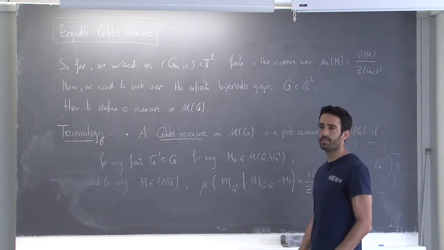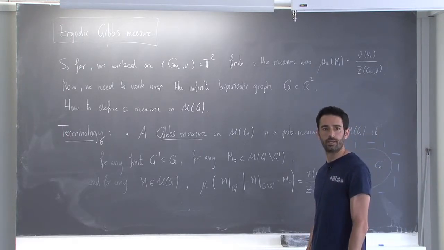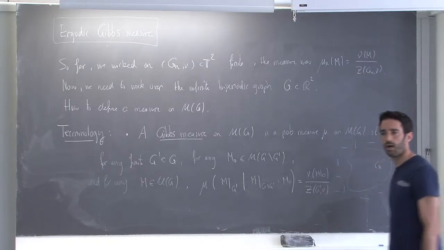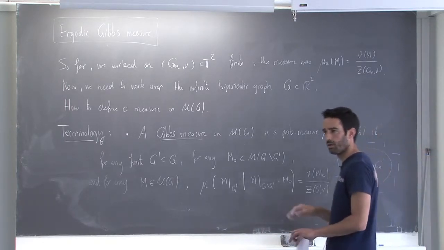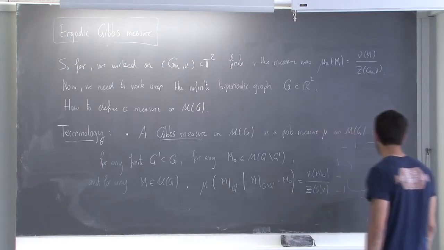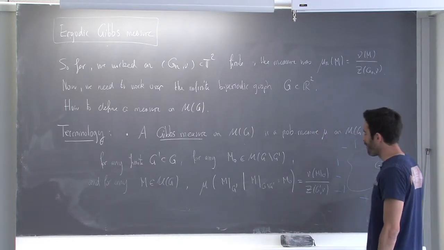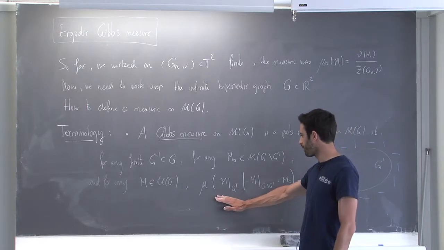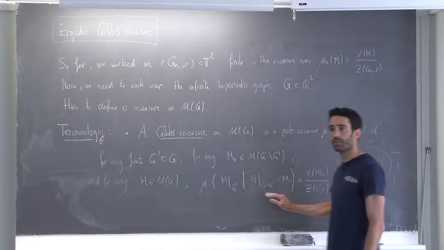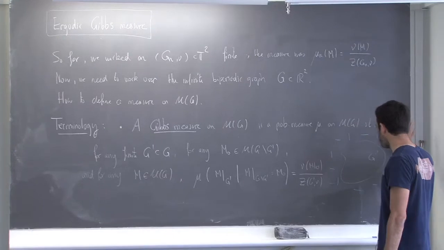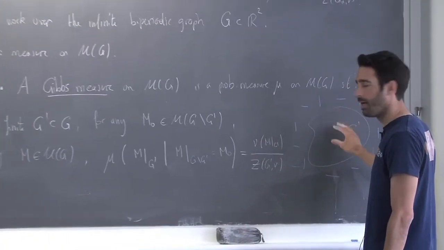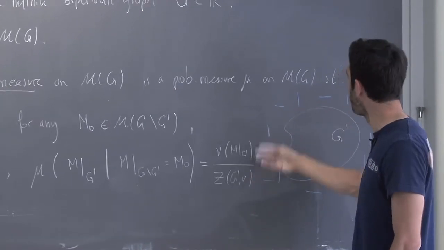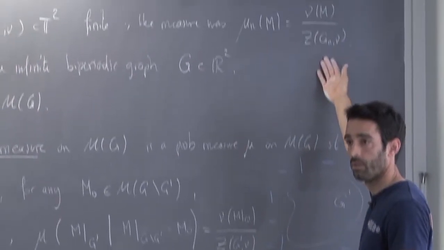You probably know these things better than I do. These are the so-called DLR conditions, right? You've seen this probably in the class of Yvan. Okay. But you see, that's the very natural condition to state, right? You fix everything except on a finite subgraph, and on this finite subgraph, you want it to behave the way it should here. Okay. That's the Gibbs measure.